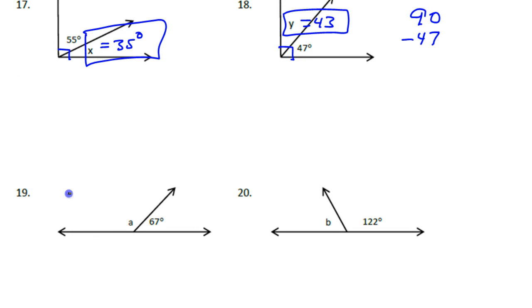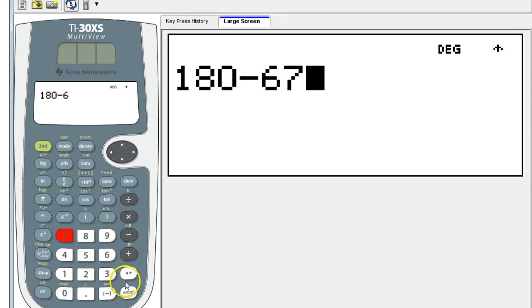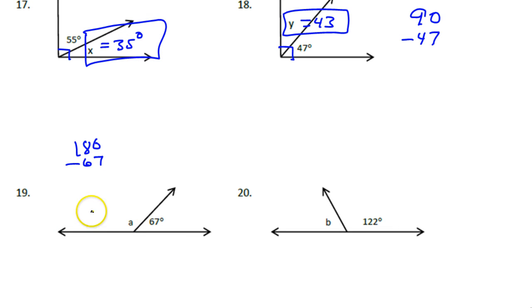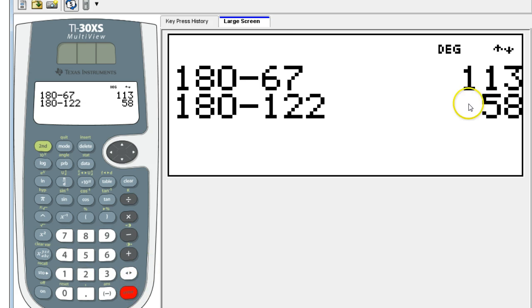This is clear, alright, even without directions, because we do have a linear pair. So we know these will be supplementary automatically. So these have to add up to 180. So that means we're talking about 180 minus 67. Alright, so you get that 113, yes? So this is 113. Same thing here. 180 minus 122. So that's 58.